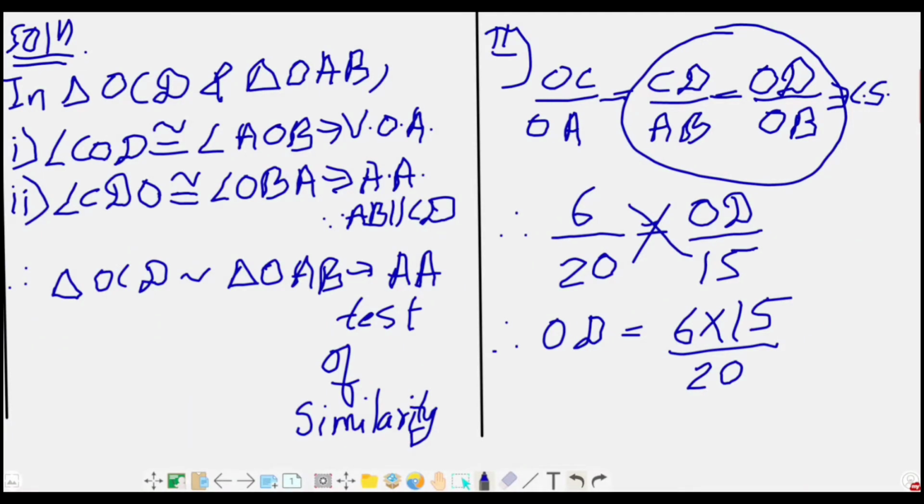Now you can reduce. 5 3s are 15, 5 4s are 20, 2 2s are 4, 2 3s are 6. 3 3s are 9, so 9 by 2, which will be 4.5. So your OD is 4.5.